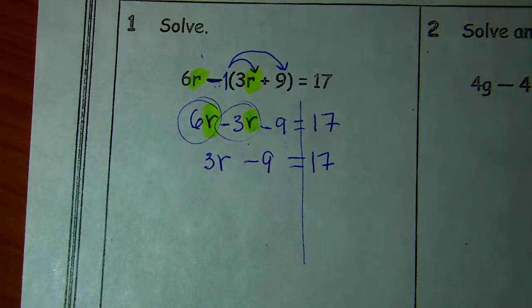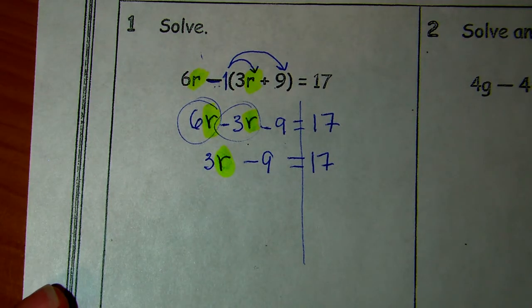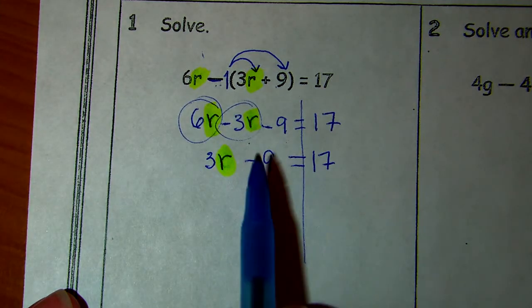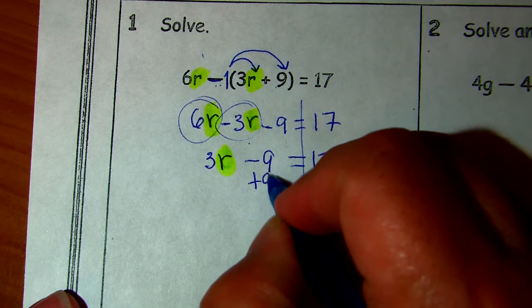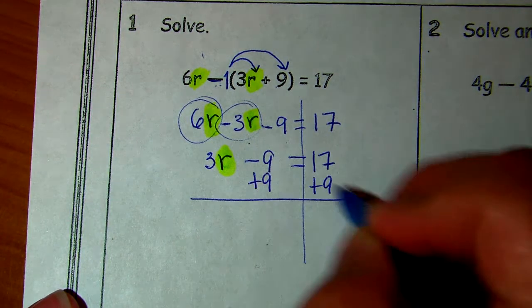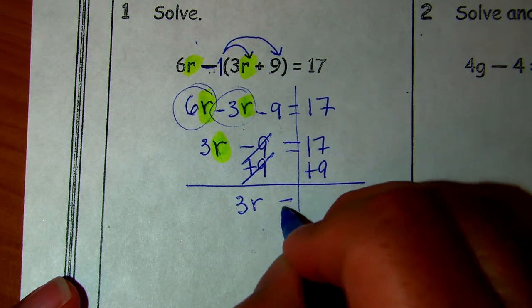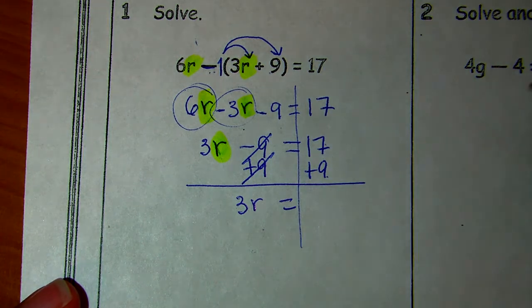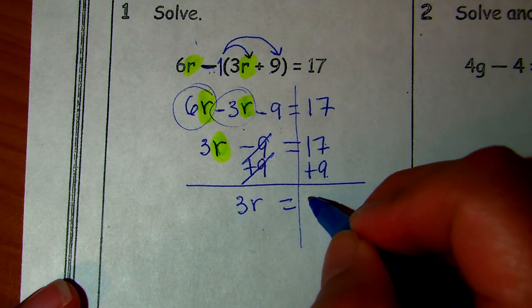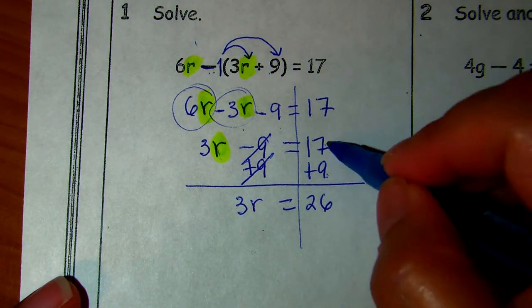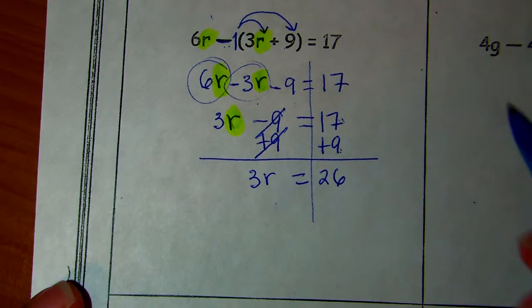Okay, so now what did we say was next? What else did we learn? We want the letters on the left and the numbers on the right. So I see this number right here. I don't want it there. I want it over here. So I'm going to add 9, add 9. So these two get canceled. Bring down the 3R. And this equals 17 plus 9 gives you 26, if I'm not mistaken. Okay. Yes, 26.